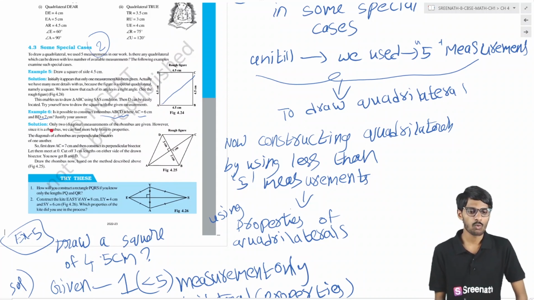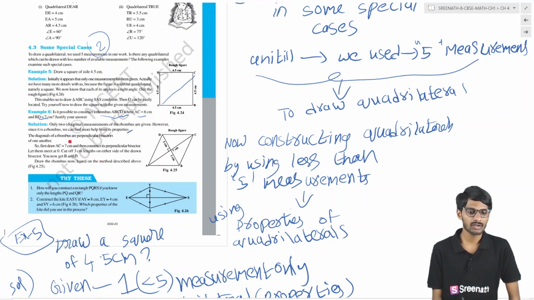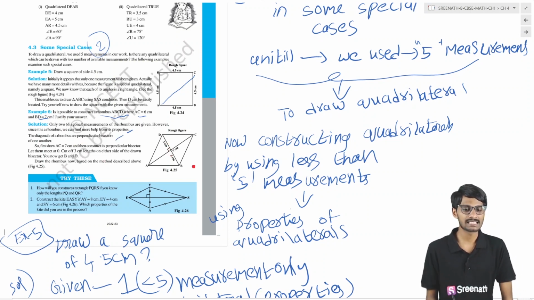Okay students, so only two diagonal measurements of the rhombus are given. However, since it is a rhombus, we can find more with the help of its properties. The diagonals of a rhombus are perpendicular bisectors. So the angle between these diagonals is 90 degrees, and it will bisect at the midpoint. So this is 3 centimeters, this is 3 centimeters. So this is 3.5 centimeters, this is 3.5 centimeters.